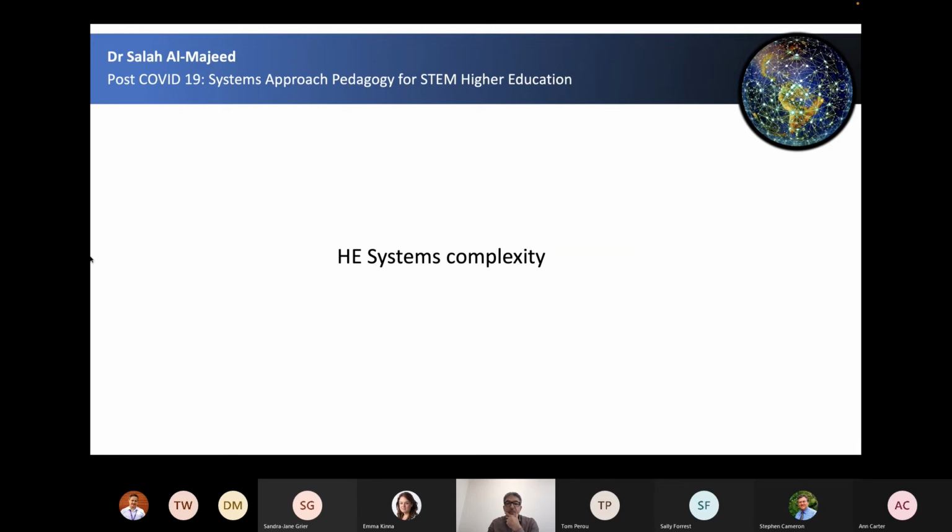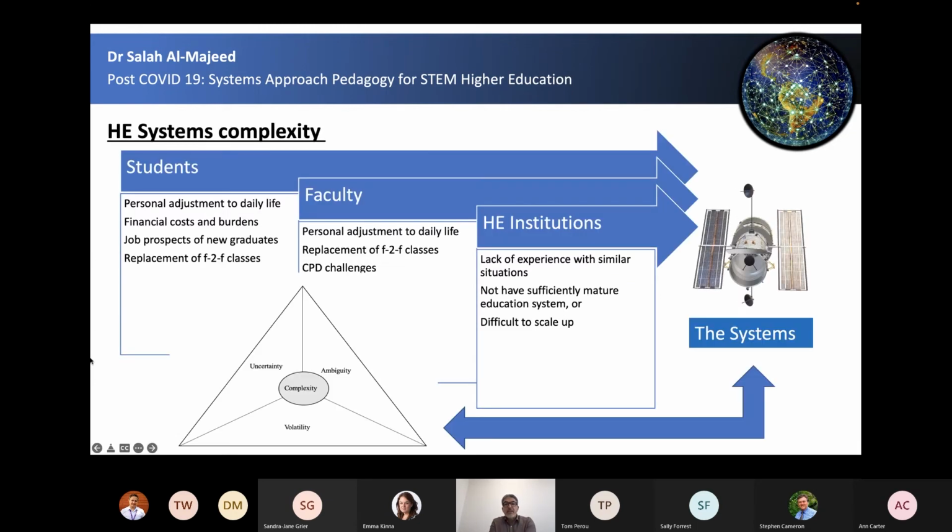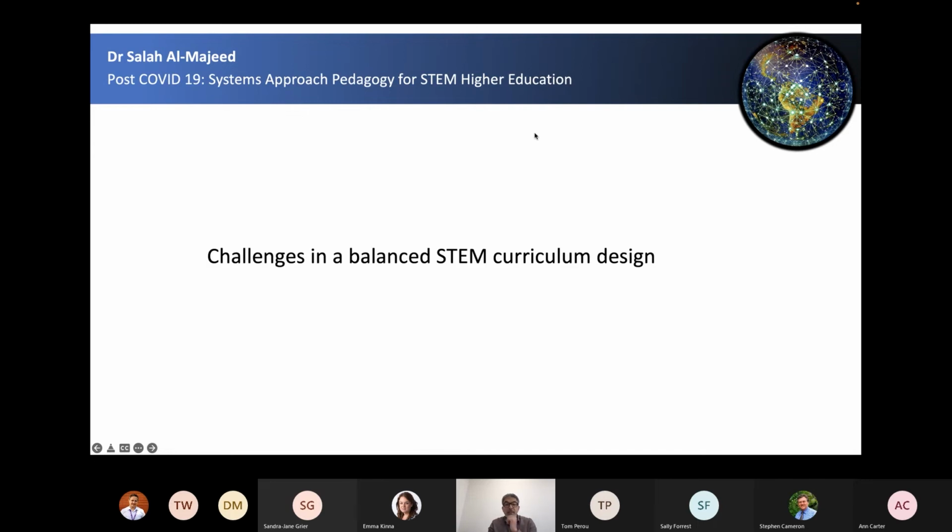Quick with a complexity, I can see the HE system complex has 3 parameters in there: the students, faculty, and HE institutions. And with focus on HE institutions, I can see their lack of experience with similar situations that we have had. We never had similar to that. They do not have a sufficiently mature education system or have difficulty in scale up, and those really can be seen around uncertainty, ambiguity, and volatility, and that's where the system is and how complex it is.